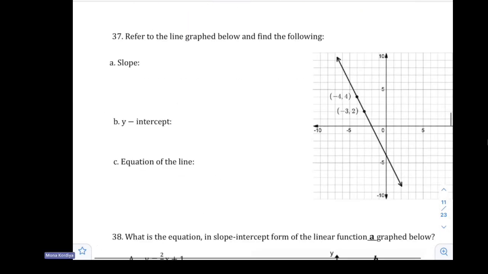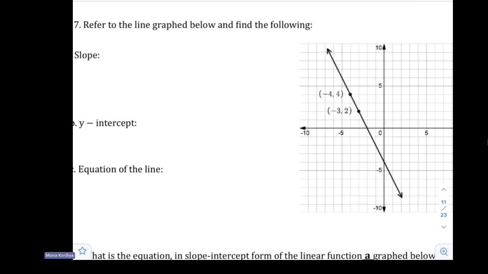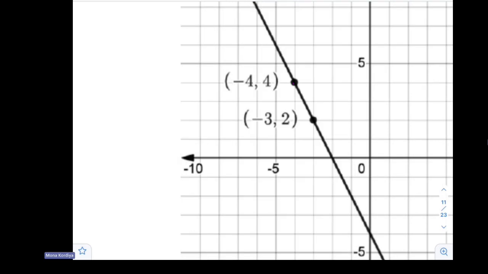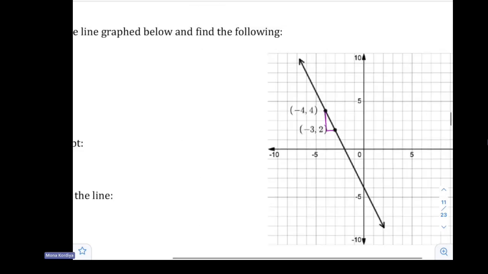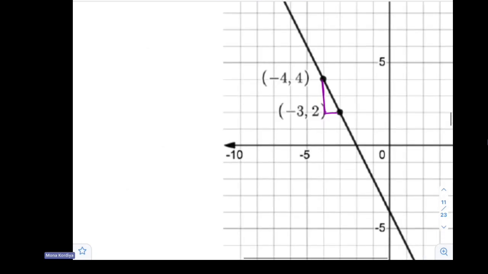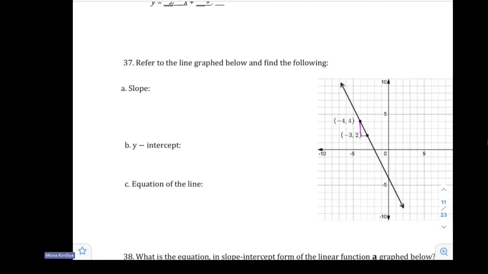Now we have a graph. Refer to the line graph below and find the following. The slope. We can choose the points that are already there. You can use rise over run, and you know that this has negative slope because it's decreasing. As you see, it's going down. You can simply apply the slope formula. If you apply rise over run, it's 2 over 1, which is 2. It's negative 2.